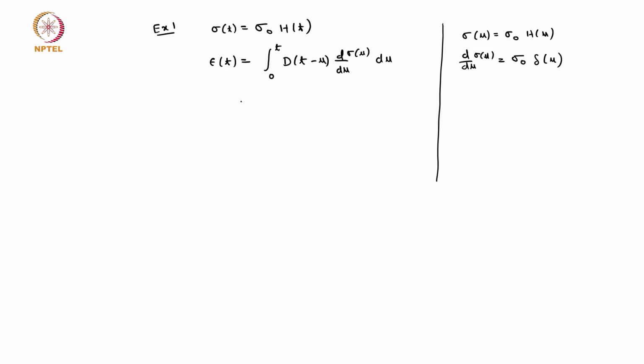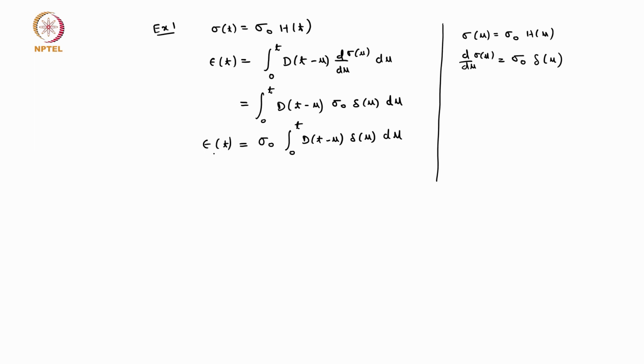So, once I substitute that here, we get the integral of D of t minus u times sigma naught times the Dirac delta function delta of u du. Here we can pull sigma naught out of the integral because it is a constant. That should leave us with the integral of D of t minus u times delta of u du.